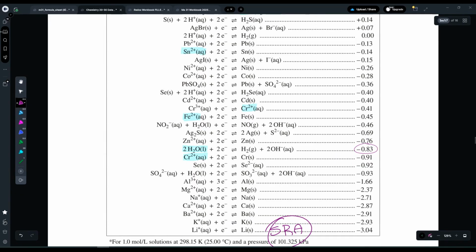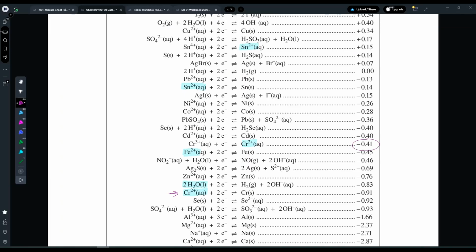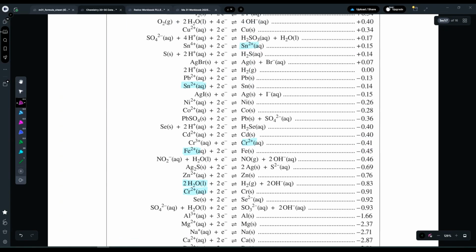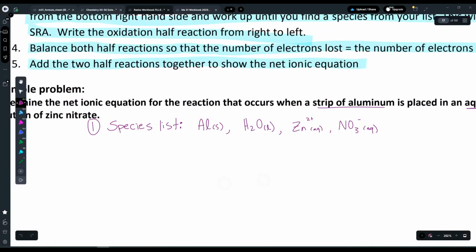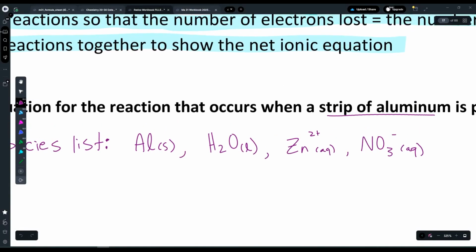Okay, and then last but not least, we have chromium. So chromium 2+ shows up as an OA at -0.91 and also at -0.41 right here. Okay, so those substances can be both oxidizing agents as well as reducing agents. Now that means that water here could be an OA or it could be an RA.